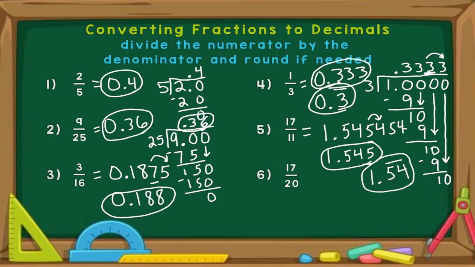Number 6, 17 over 20. So 17 divided by 20 is going to give us 85 hundredths. So it cuts off in the hundredths place, so no need to round that one. Works out nicely. So there you have it. There's how you convert a fraction to a decimal: divide the numerator by the denominator, and then interpret your answer. Do you need to round? Is it a repeating decimal? Or maybe it cuts off in the tenths, hundredths, or thousandths place.